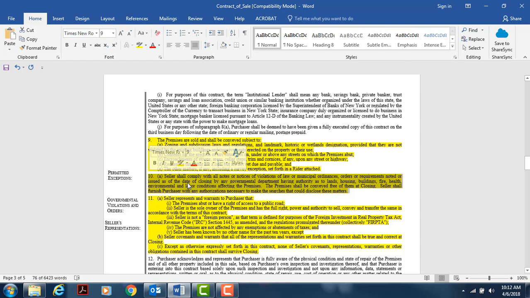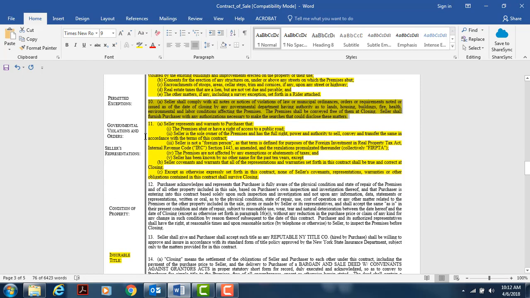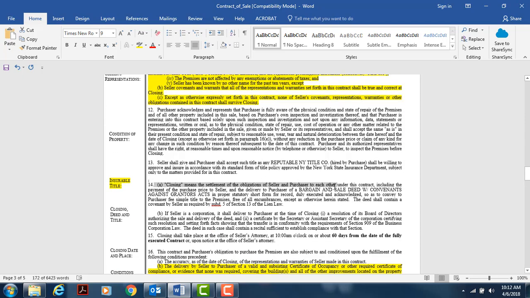This is another exception. Obviously, if there's any violations against the home, it's the seller's responsibility to cure those violations. These are some other just standard representations. We have access to a public road. We have the power and authority to sell. Down here, we have insurable title. So as a seller, we represent that we're going to convey the property clear and free of any title issues.